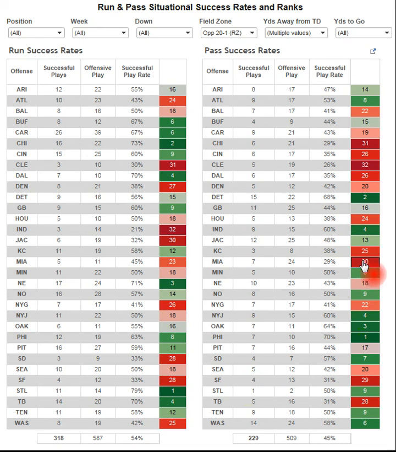So one of the things that Adam Gase is going to try to work on in Miami is to improve this passing inside the red zone. Obviously, 29% success rate passing the football was the third worst in the NFL.